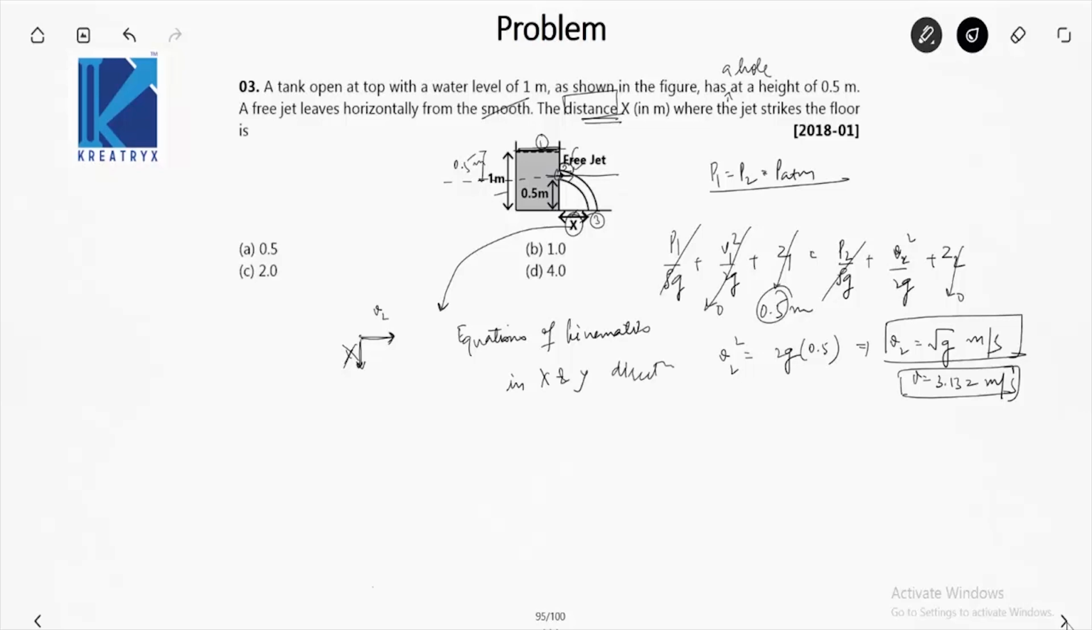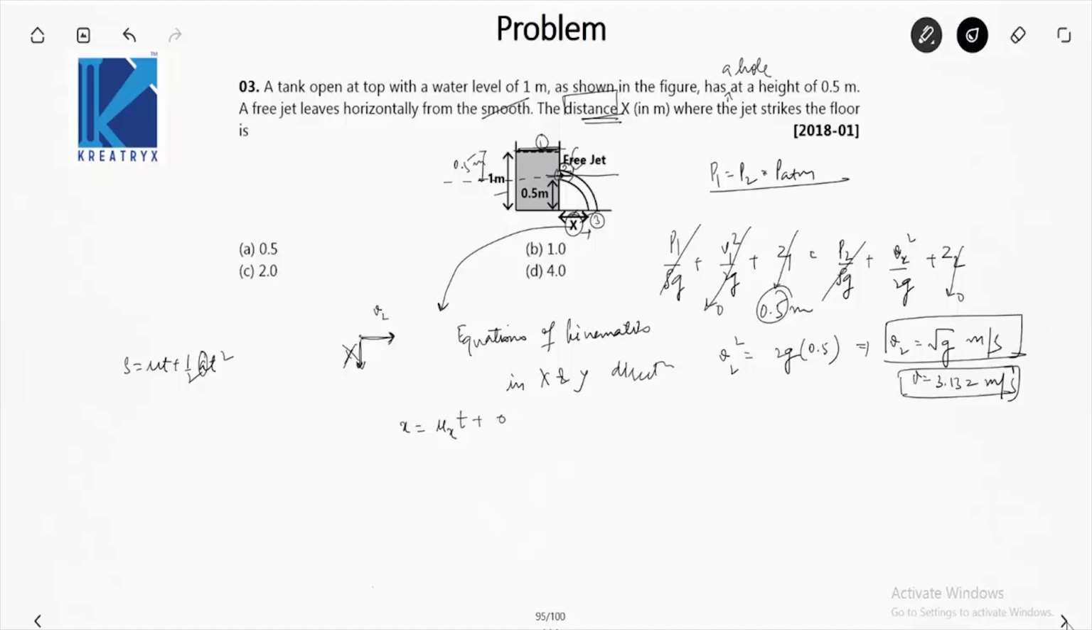So when I apply it in x direction, that equation s is equal to ut plus half at square, this you have studied. So s becomes the distance x in x direction. x is equal to ut. What is u? Let it be ux, that is the component of velocity in x direction, t is the time. Is there any component of acceleration in the x direction? No, there is no component of acceleration in the x direction, so this term will become equal to 0.